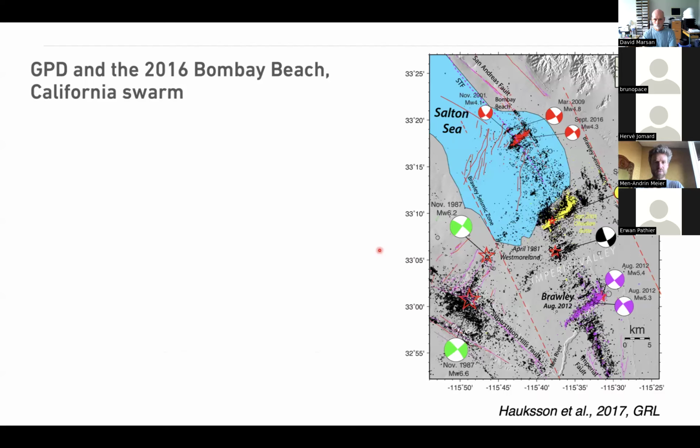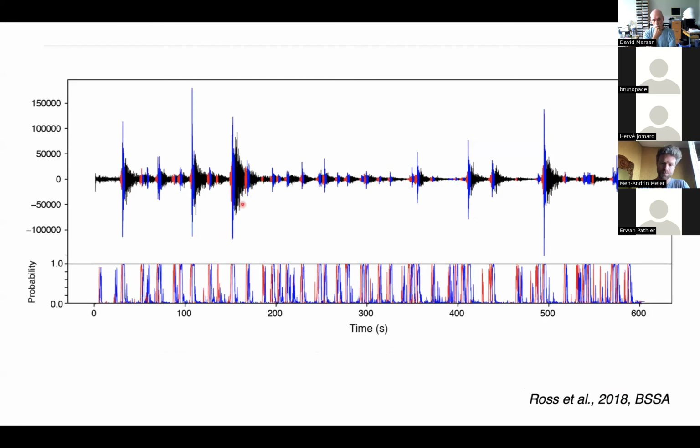We applied this to a seismic sequence near the Salton Sea, near the Mexican border. This is the beginning of the San Andreas Fault. And so whenever there's a sequence down here, people in California get nervous because this is one of the scenarios of how the big one on the San Andreas Fault might one day start.